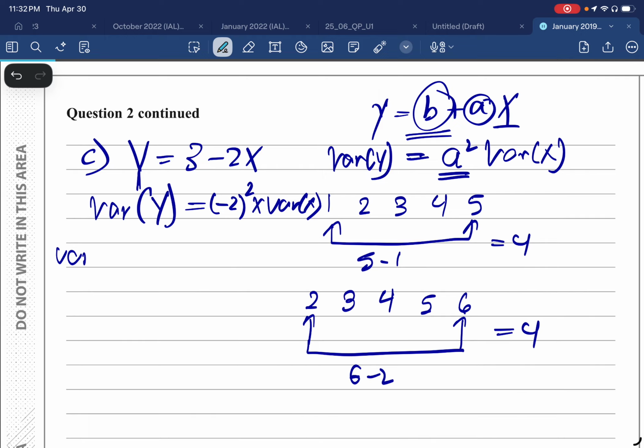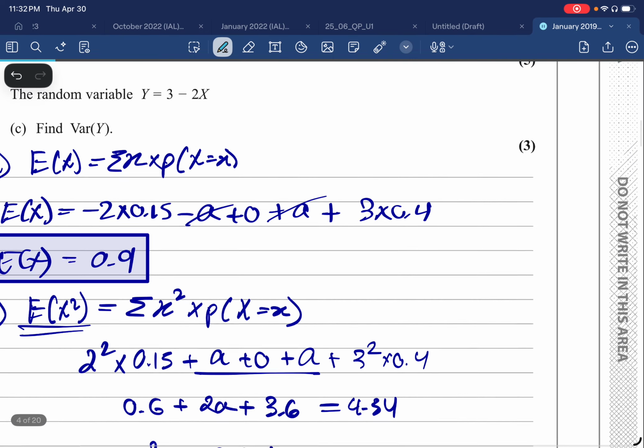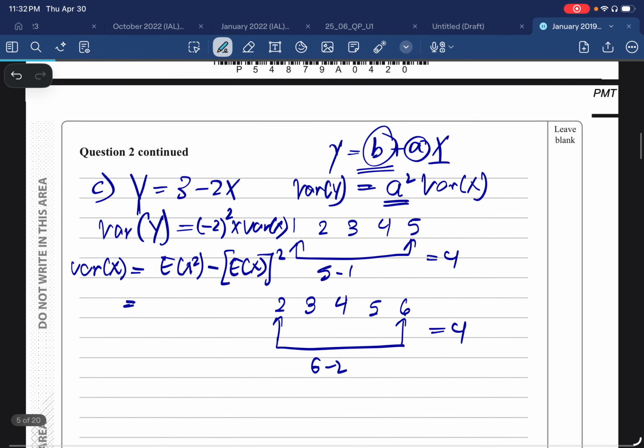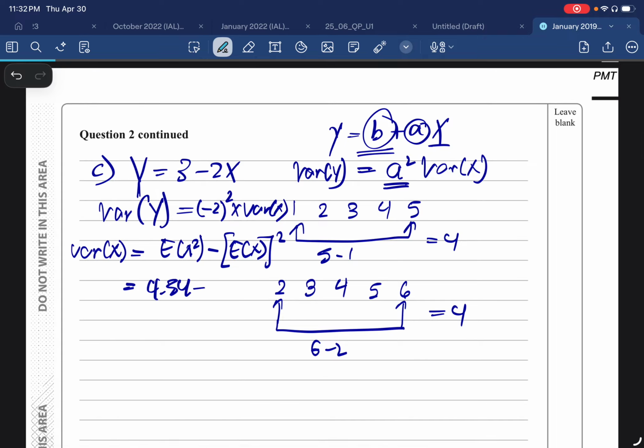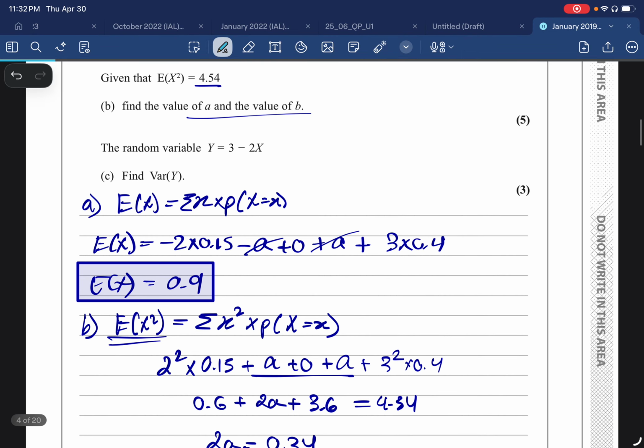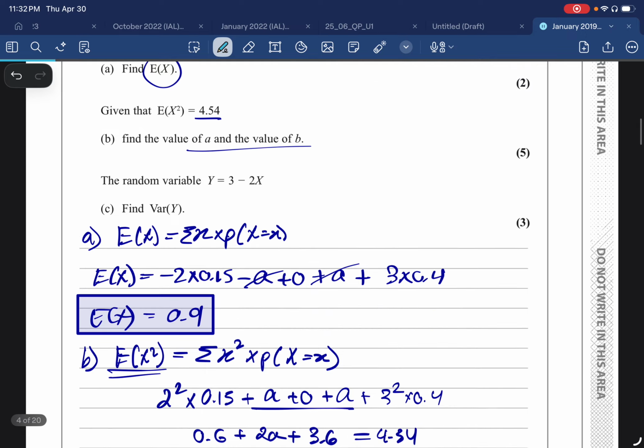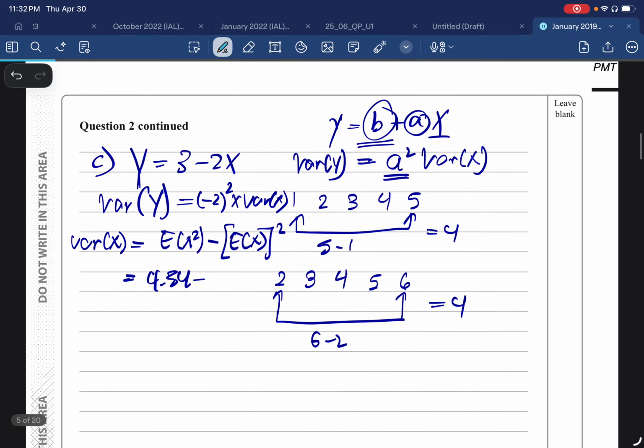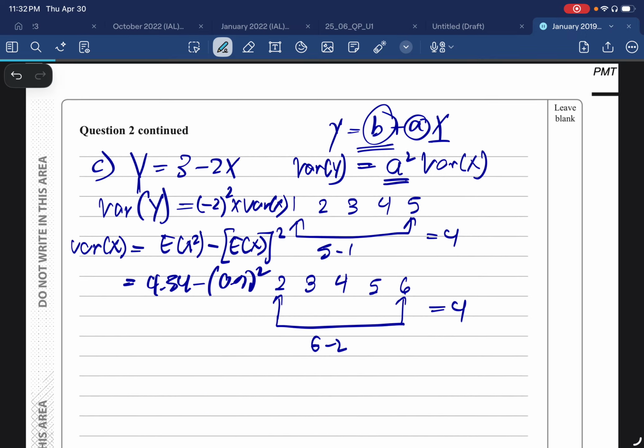Now, how do you find the variance of x? Well, it's basically E(X squared) minus E(X) the whole squared. I think they gave us E(X squared), yes, 4.54. They gave us that. And E(X) was this guy. So it's going to be 0.9, take a whole squared. So it's going to be 4.54 minus 0.9 whole squared, which gives us 3.73. That is your variance of x.